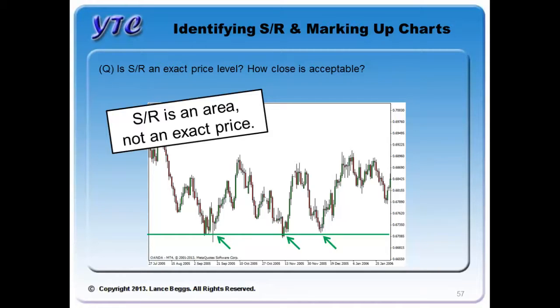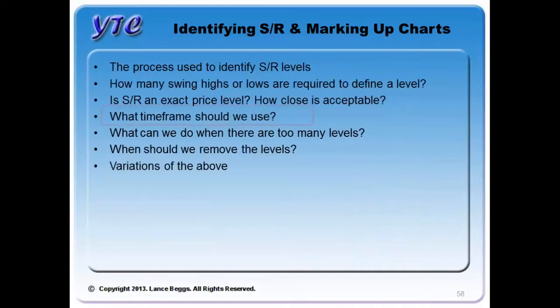And the third swing low, you'll note that it doesn't quite touch the level, but remember, it's an area, not an exact price. And a gap such as this, being only a fraction of a typical candle range, is absolutely close enough to be considered a touch. SR is an area, not an exact price.